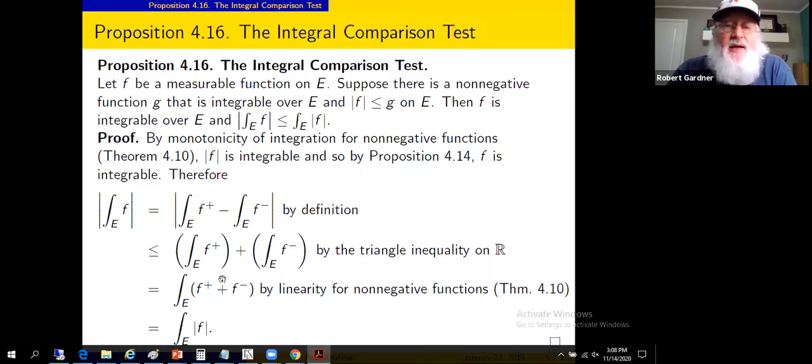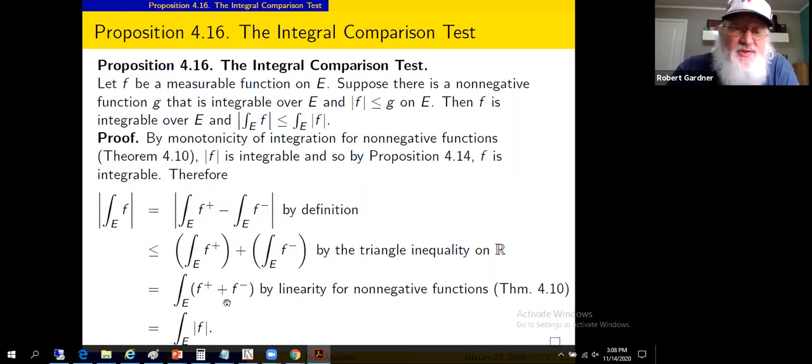Now we've simply got the integral over E of the positive part plus the integral over E of the negative part. I can use linearity, right? These are non-negative functions, and we have linearity for non-negative functions. The positive and negative parts, they're class 2 functions. Theorem 4.10 gave us linearity for those. So we can use linearity from Theorem 4.10 to write these as the integral of the sum of the positive and negative parts. And the positive part plus the negative part, remember, was the absolute value. So that's just a substitution there.